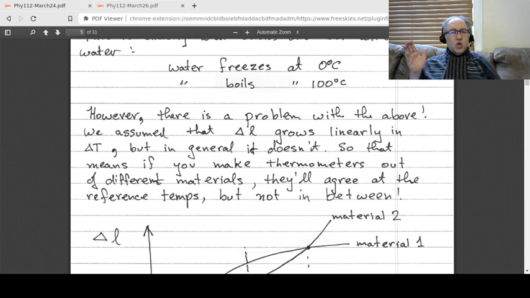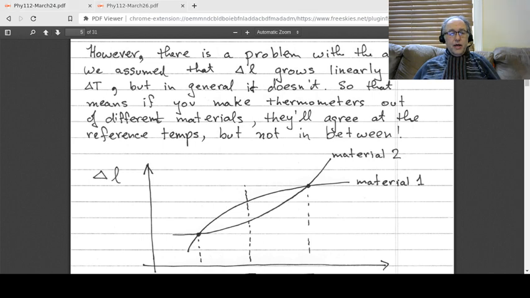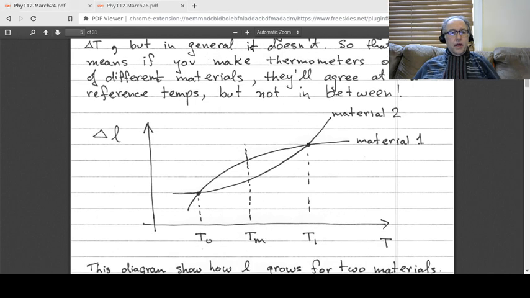Most materials have a bit of a curvature to their expansion rate. In other words, they'll expand a little bit slower at first and then start to expand faster, or the other way around. They'll expand fast at first, and then their expansion will slow down as the temperature increases. And so depending on the two materials that you have, they'll begin to disagree at the middle temperatures. That's what I'm trying to indicate here with this graph.